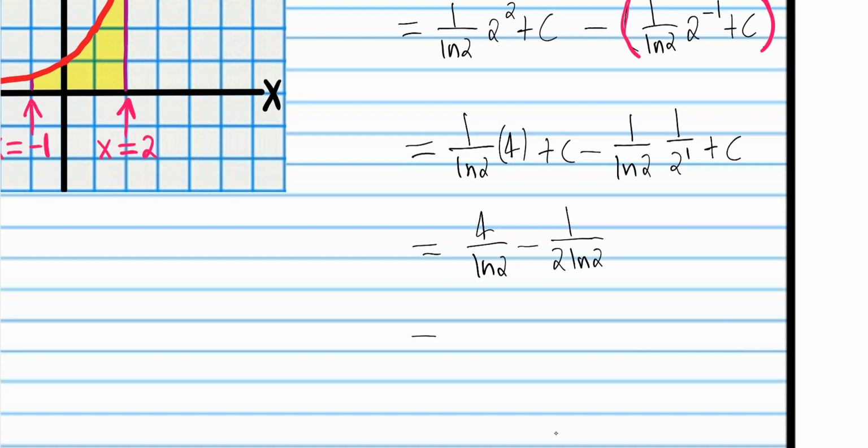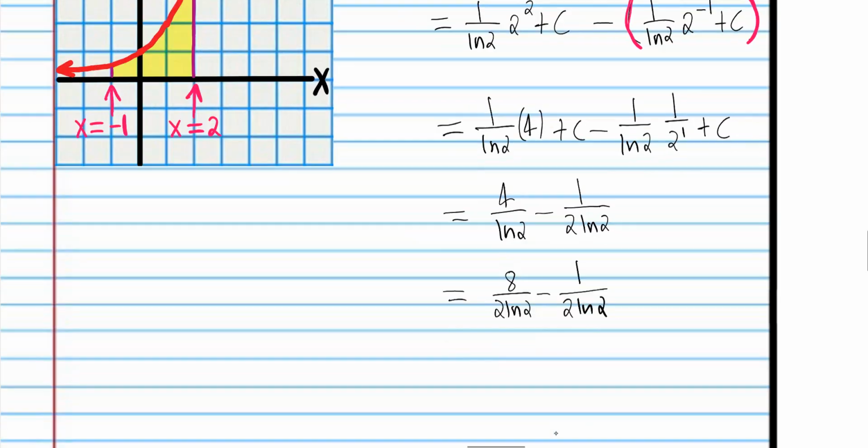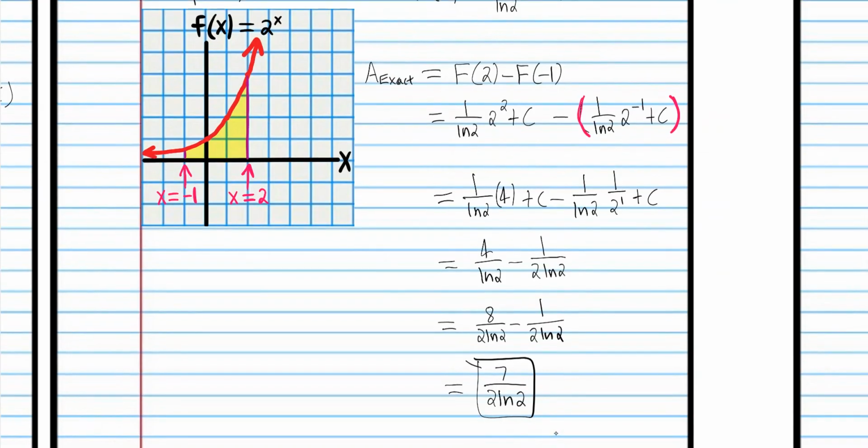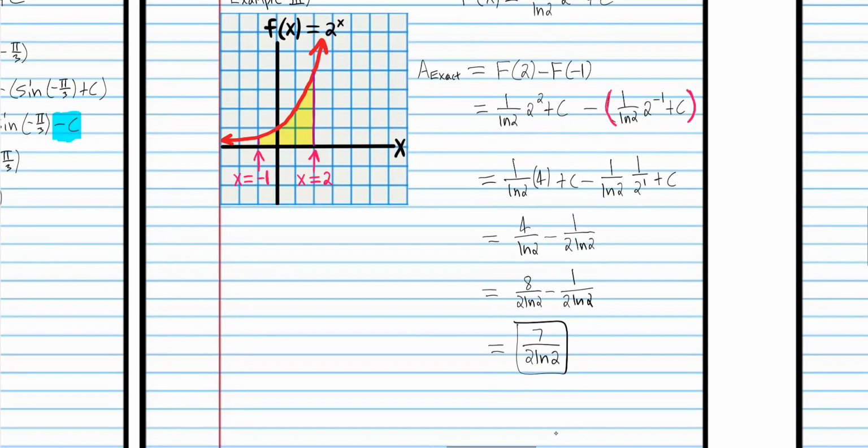And we can get a common denominator by multiplying both sides of this fraction by 2, and we get 8 over 2 natural log 2. And 8 minus 1 is 7, so we have 7 over 2 natural log 2. And that's the answer. That's the exact area of this region here. Now, we can change this to a decimal if you want, but why do that when we have the exact answer? We don't want to have to round off if we don't have to. So, that is the fundamental theorem of calculus.